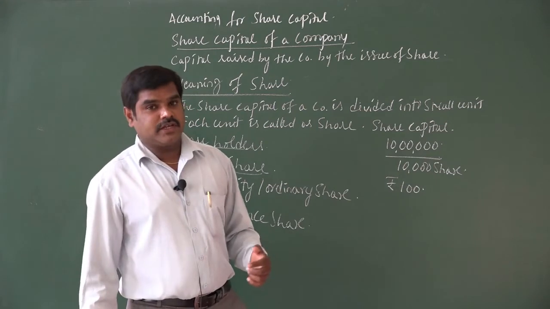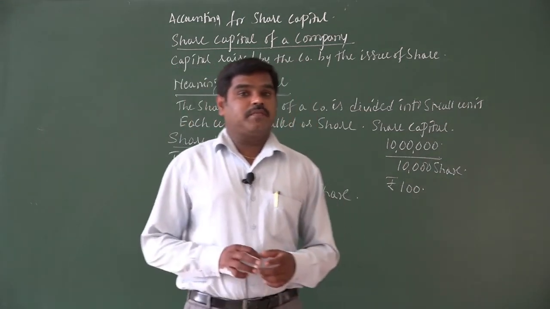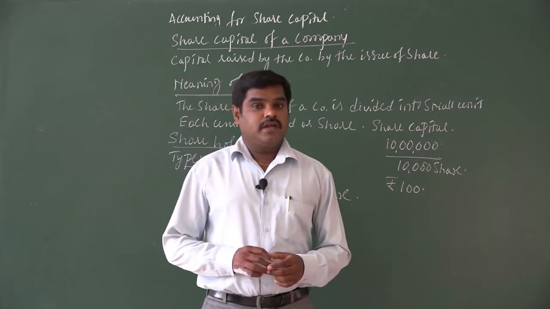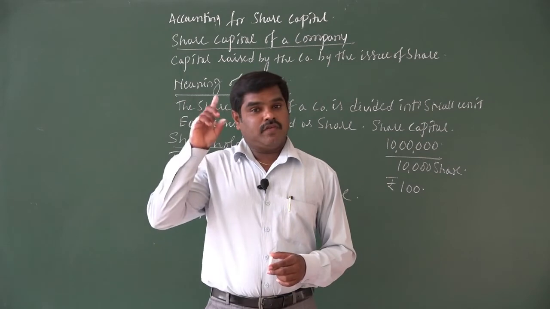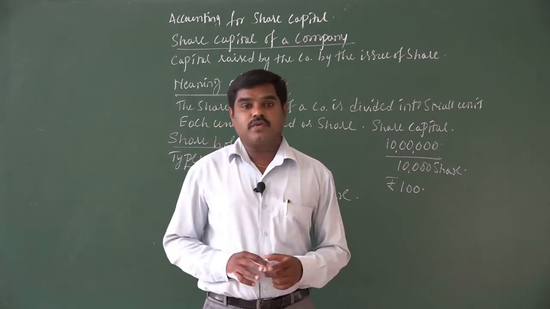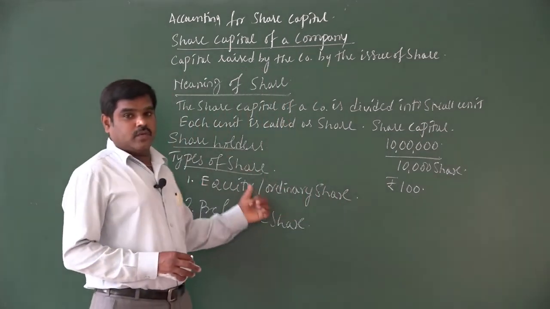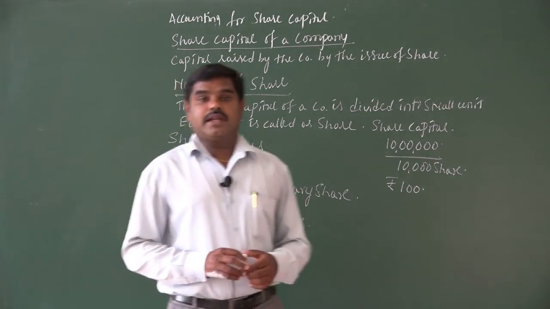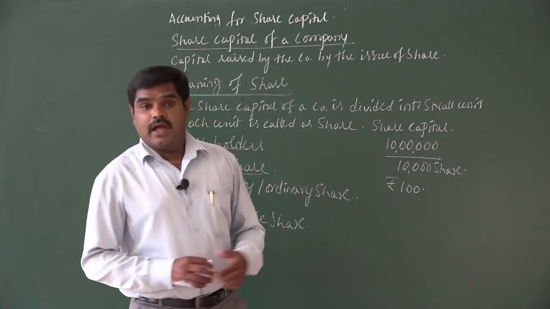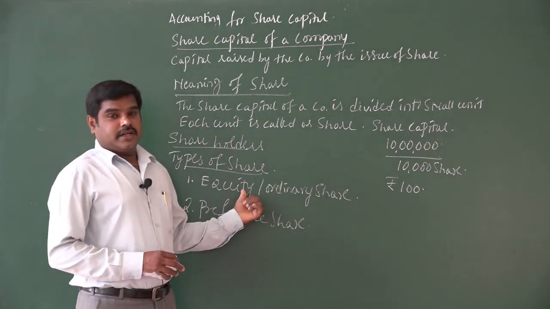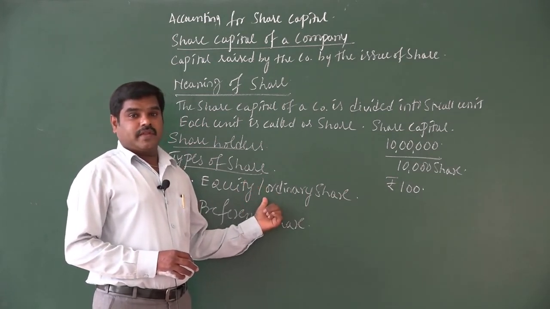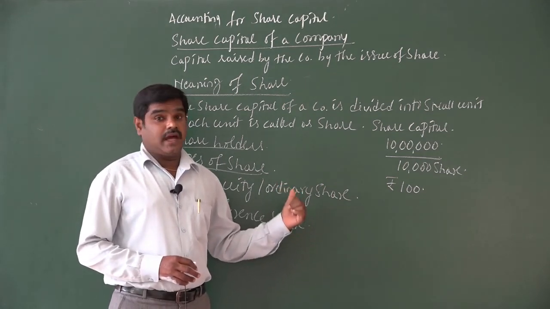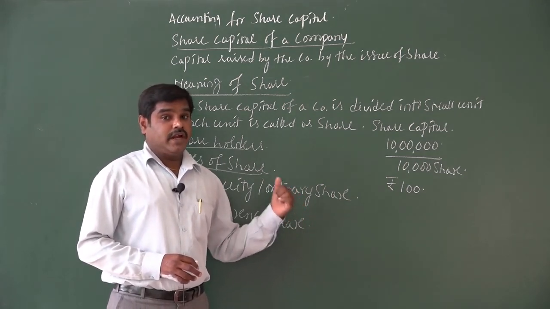Equity share: what is the meaning of equity share? Equity shareholders do not carry preferential right in respect of payment of dividend and repayment of capital at the time of winding up. First preference will not be given to them. Equity share dividends are fluctuating, and they are called the owners of the company. They have voting rights, and they can elect the board of directors.